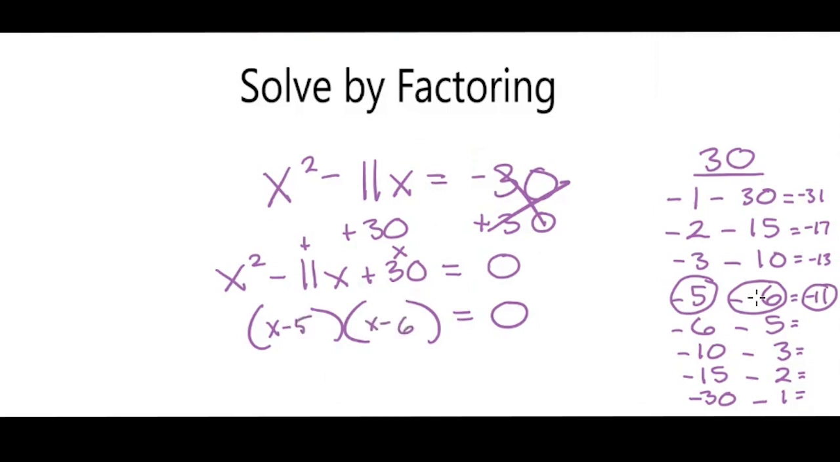So I set them both equal to 0. x minus 5 equals 0 and x minus 6 equals 0. I will add 5 to both sides of this equation and x equals 5. Now I will add 6 to both sides of this equation and x equals 6. So my solutions are x equals 5 and x equals 6.